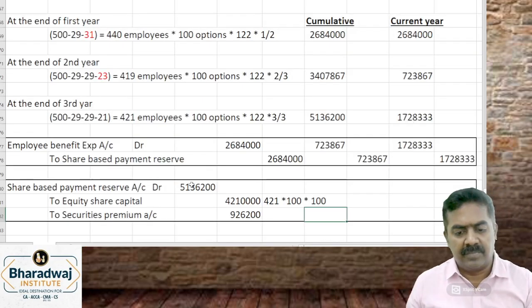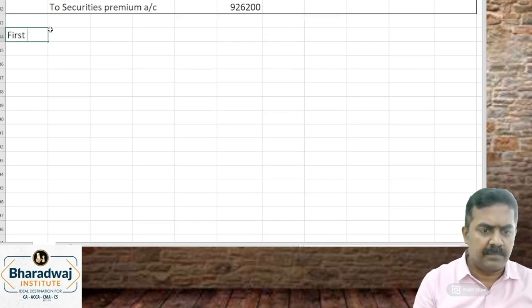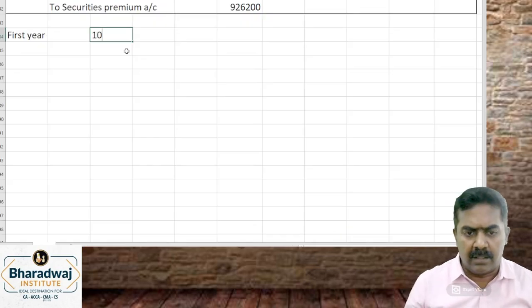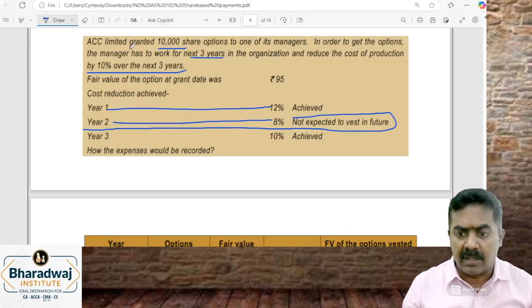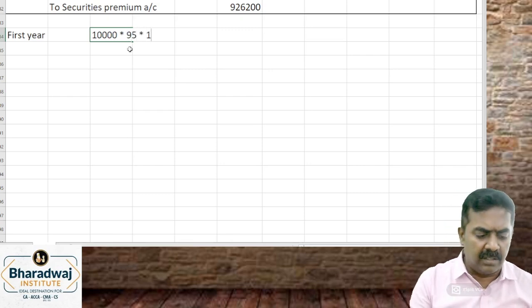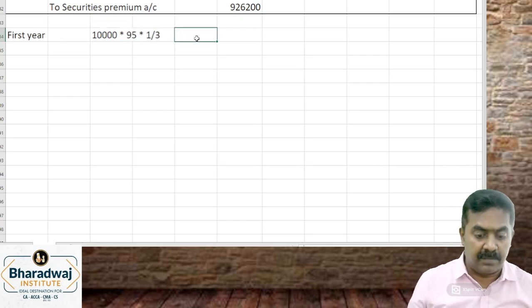So wait. When you are in the first year, what is achieved? How many options? 10,000 options into what is the fair value? 90, into 1/3 we would have recognized as expense. 3 years period vesting condition.